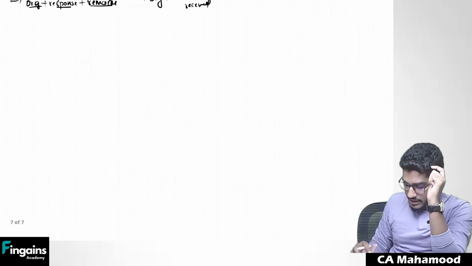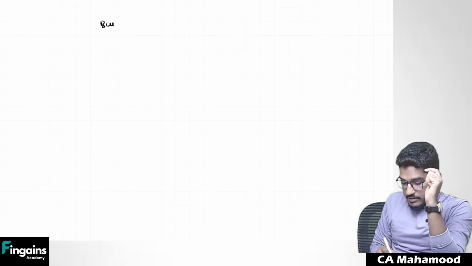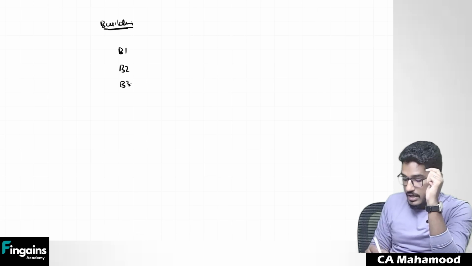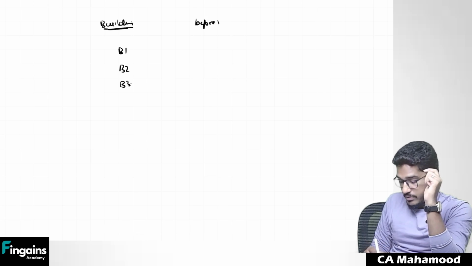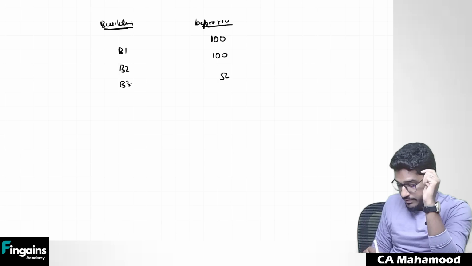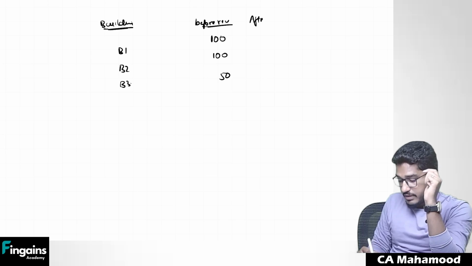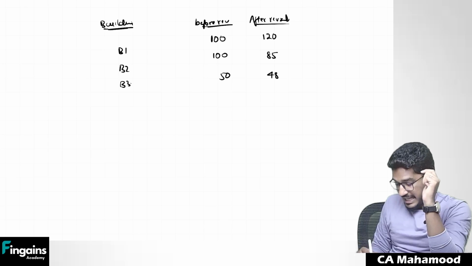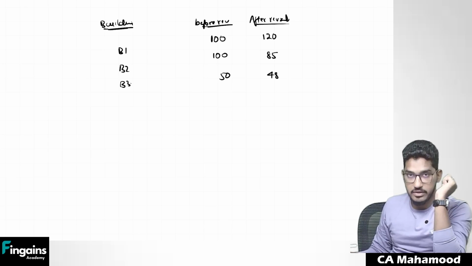So here there is a tricky thing. Most of the students will make a mistake here. Let us take, for example, there are buildings. The management has done the buildings revaluation. There are 3 buildings, building 1, building 2, building 3. Before revaluation, the figures are 100, 100, 50. Now, after revaluation, this has become 120, this has become 85, this has become 48. These are the revalued figures.